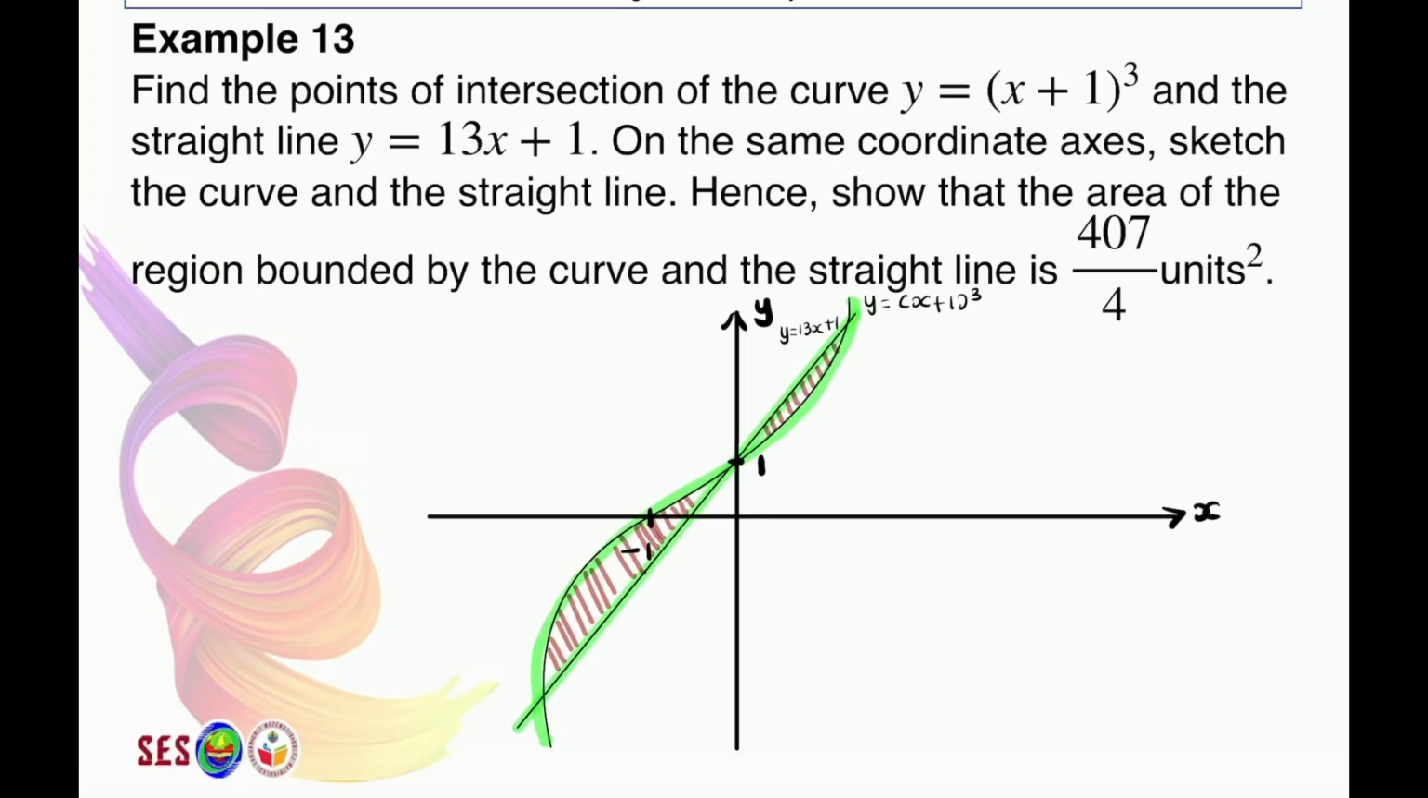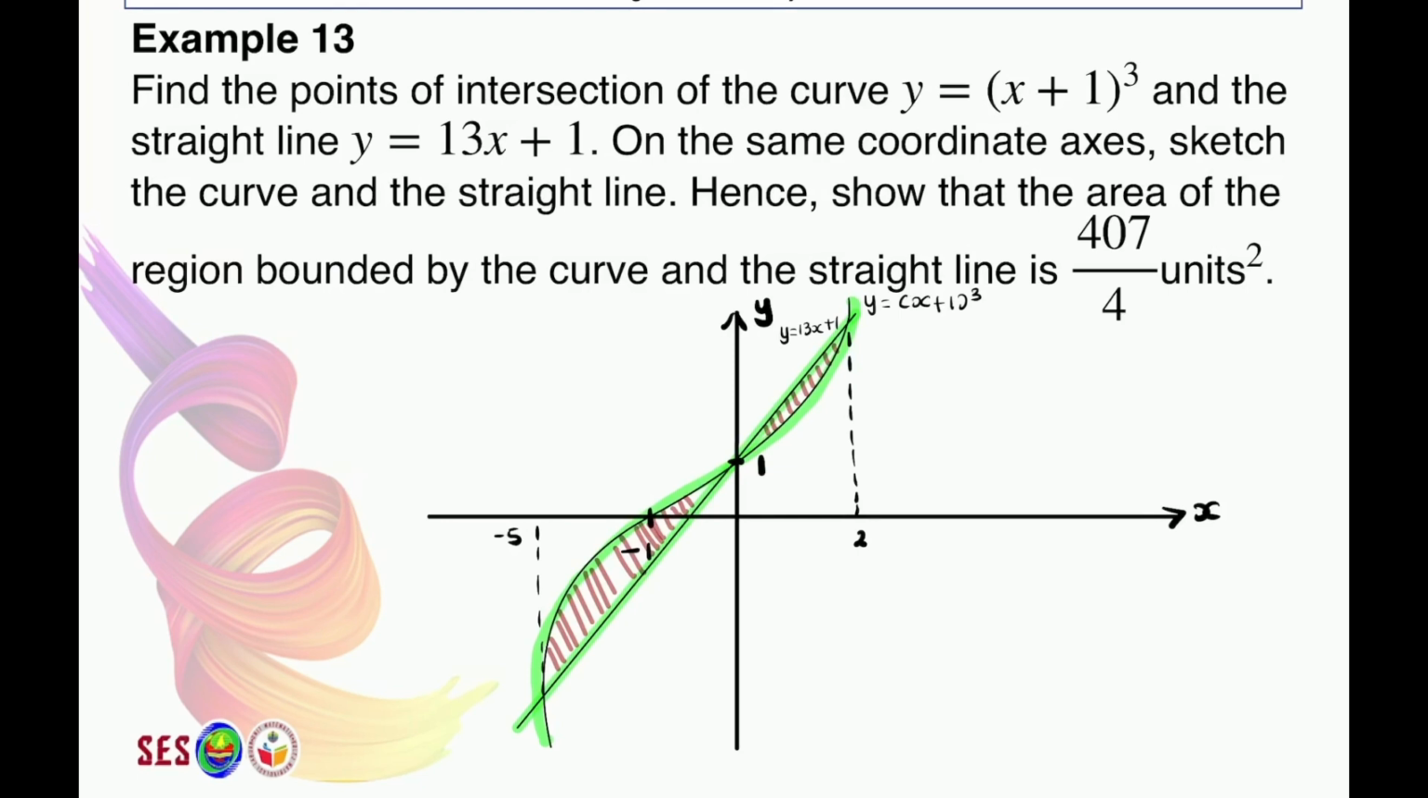So additional information which will be helping us in showing the area of the region bounded by the curve and the straight line will be the points of intersection which we have already found. So this will be equals to 2, and this will be equals to -5. So how are we going to show the area of the region bounded by the curve and the straight line is equals to 407 over 4 units squared?